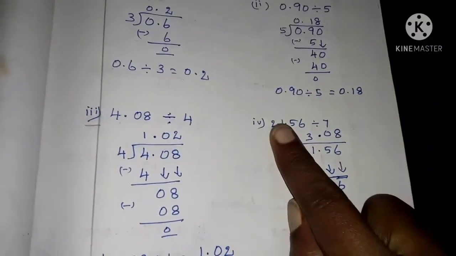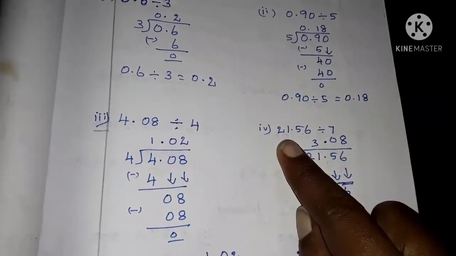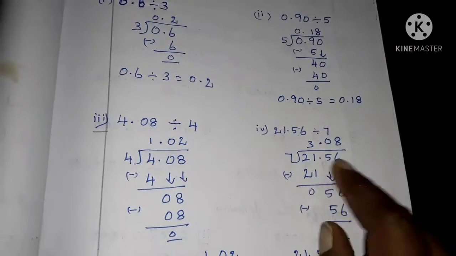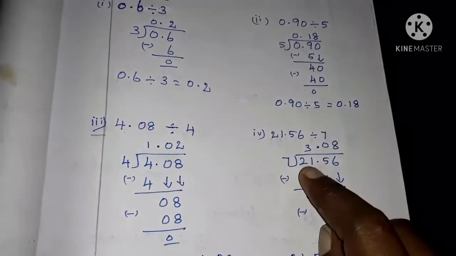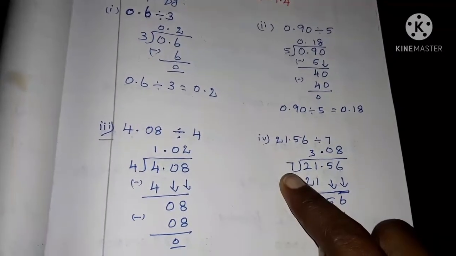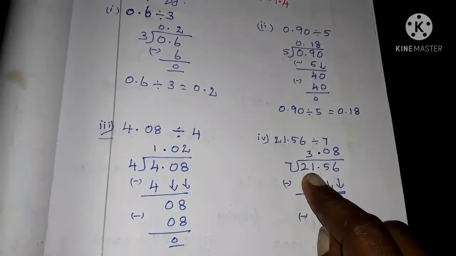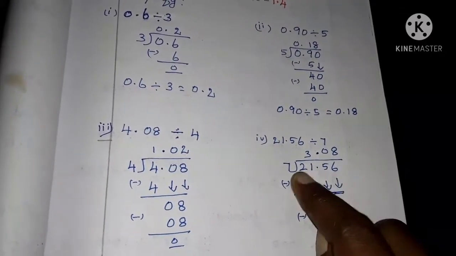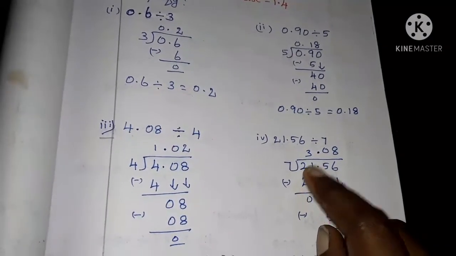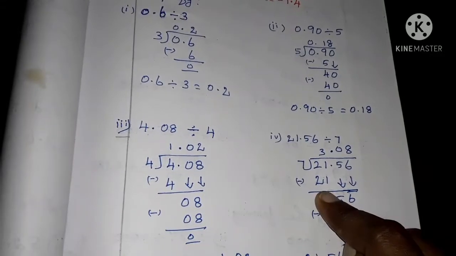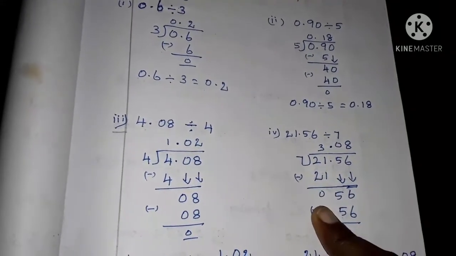Next see the fourth sum. Fourth sum, 21.56 divided by 7. So 21.56 divided by 7. First we will see the 2. 2 we can divide by 7? No. So always a number smaller than the divisor we can't divide. So we take 21. In the 21 how many times? 3 times. So 3 7s are 21. Subtract, we get 0.